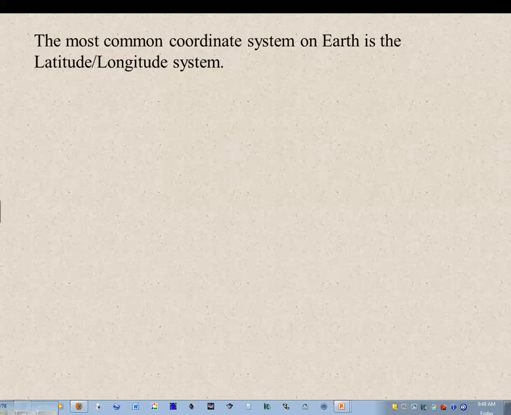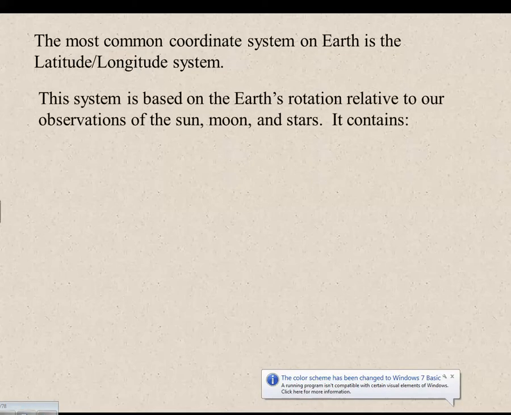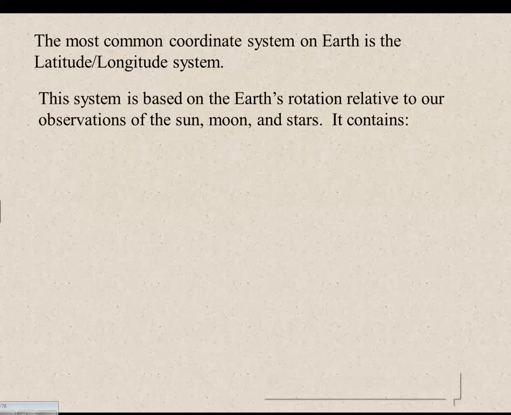Today we're learning about latitude and longitude. Let's start out first with why we have it. Well, latitude and longitude is a system based on our rotation relative to observations that we see of our sun, the moon, the stars.